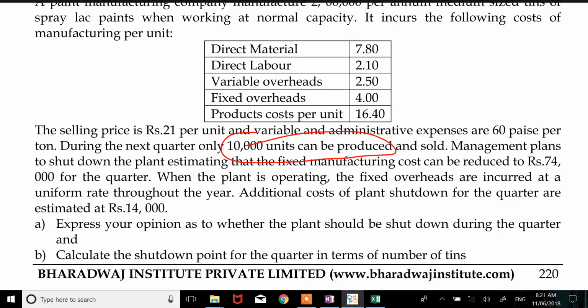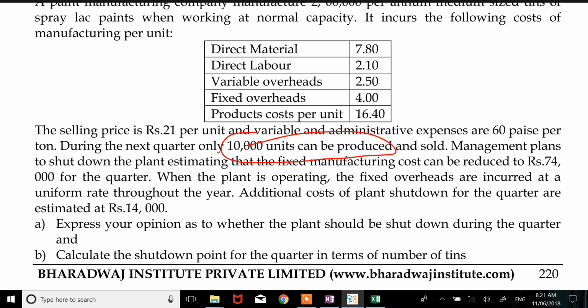Express your opinion as to whether the plant should be shut down. Calculate the shutdown point for quarter in terms of number of units. So first we will calculate the shutdown point and then I'll answer part 1 of the question. If my shutdown point is more than 10,000 units, I'll have to shut down the operation. If it's less than 10,000 units, I continue running the operation. So let's first calculate the shutdown point.